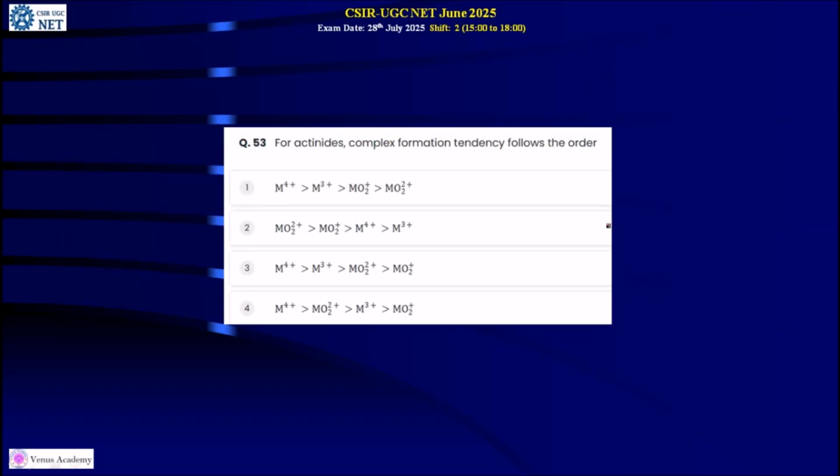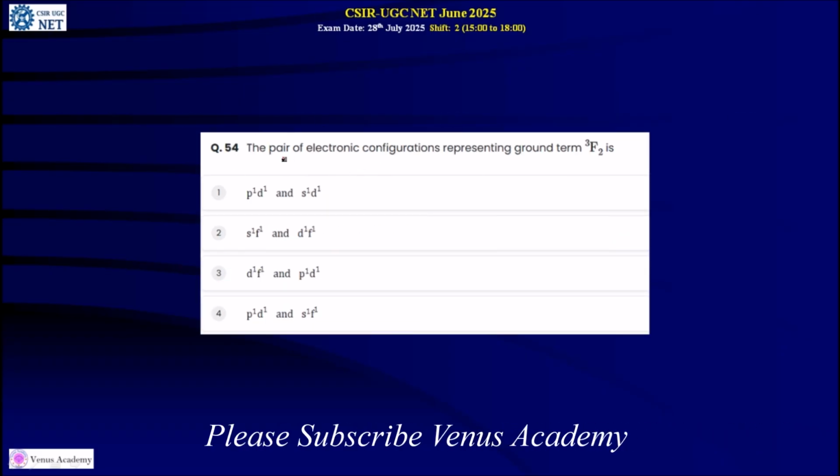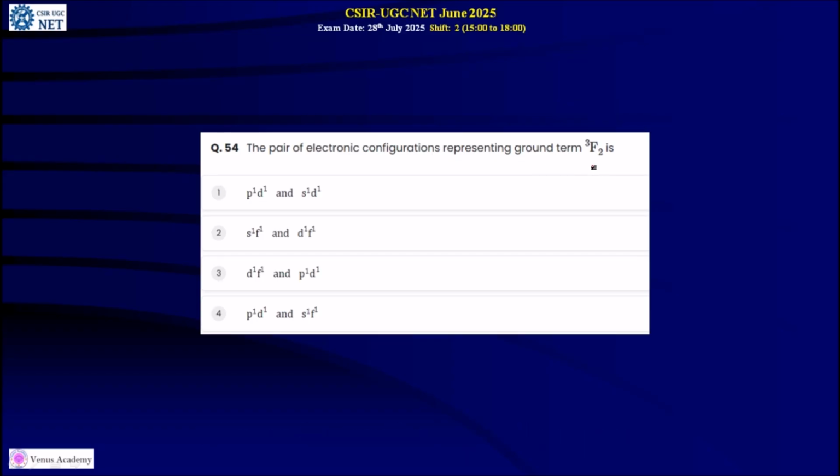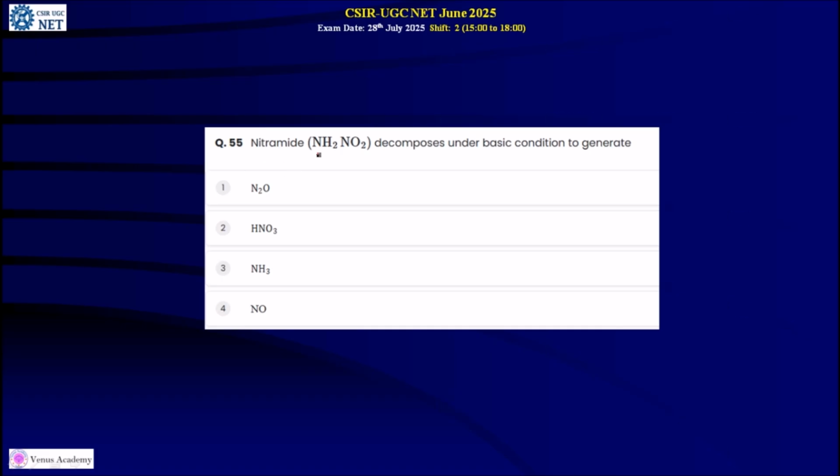Next, question number 53. For actinides, complex formation tendency follows the order. Option number 3 is the correct option, students. Next, question number 54. The pair of electronic configurations representing the ground term of fluorine 2 3 is option number 4, the correct option, students. Next, question number 55. Nitramide NH2NO2 decomposes under basic conditions to generate, option number 1, N2O. Option number 1 is the correct option, students.